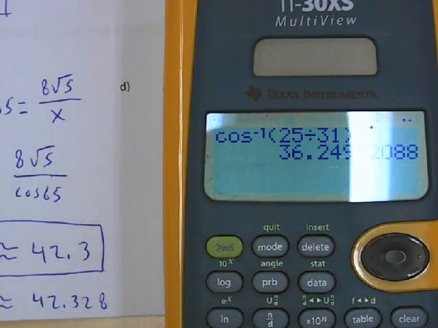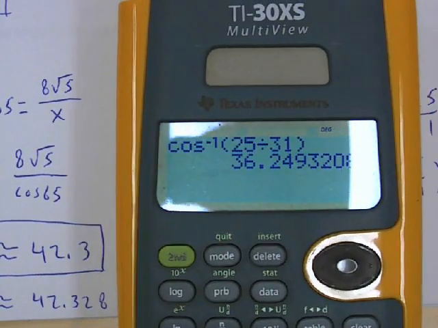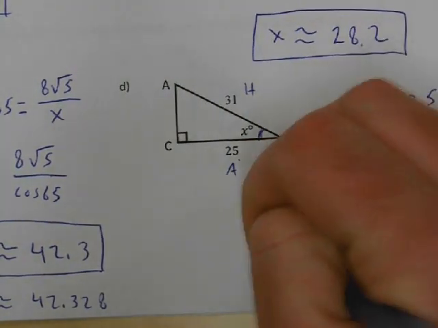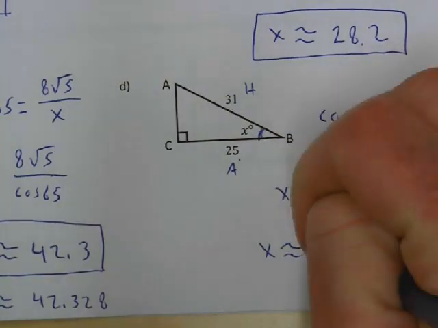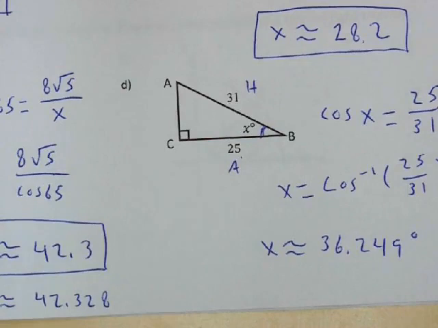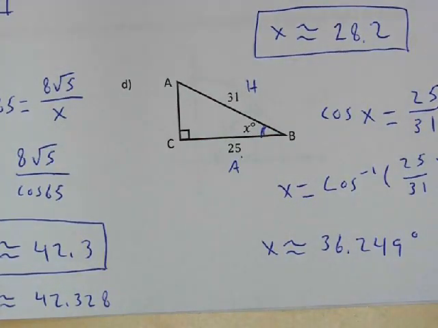Okay, so then our angle is about 36.249. So they said to the nearest thousandth, so we'll do it this time. 36.249 degrees. So x is approximately 36.249 degrees. Okay? All right.